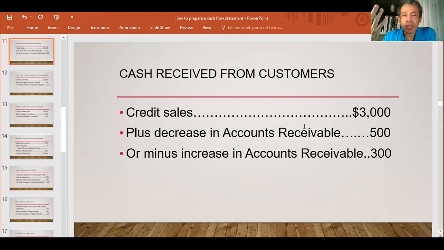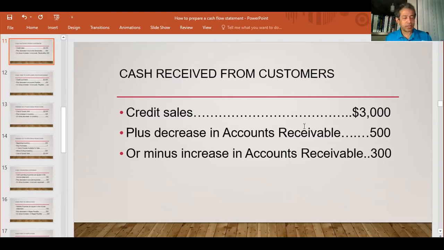An easier way of doing the same is that our credit sales of $3,000 plus the decrease in accounts receivable would be $800, isn't it? Because your receivable was $1,000, now it is only $200, so it has decreased by $800. So $800 would be added to your credit sales to make it a total collection from customers of $3,800. I hope it's clear to you.